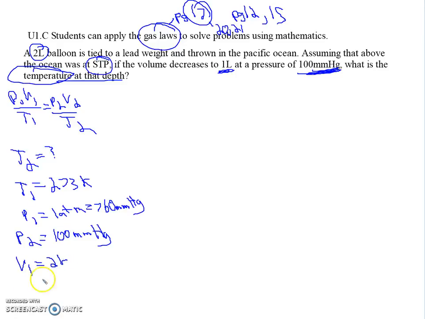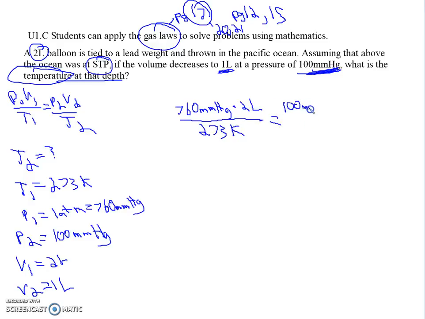V1 is 2 liters and V2 is 1 liter. So now nothing is constant, so I need to plug everything in. So I go 760 mmHg times V1, which is 2 liters, over T1, which is 273 K, equals P2, 100 mmHg, times V2, which is 1 liter, over T2. If I'm going too fast, it's a video. You can rewind it.